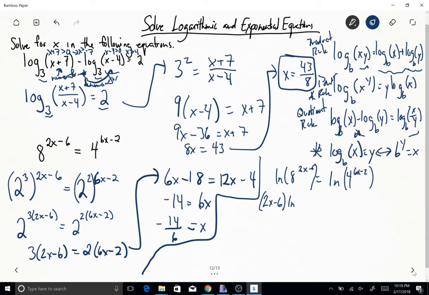This might be a bit more tedious for some of you, but it works if you don't have things match up in terms of the powers. So this can be a little bit more general. Oh, and by the way, negative 14 over 6 is negative 7/3 essentially. So you'll see another way to do that. And so from this way we can go 2x natural log of 8 minus 6 natural log of 8 equals 6x natural log of 4 minus 2 natural log of 4.